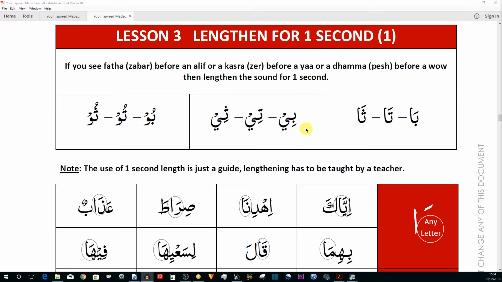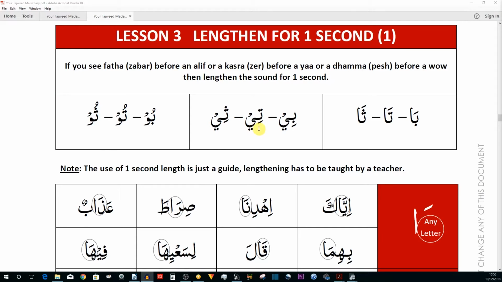Next set of examples, we have a kasra and a ya with a sukoon. Now, ba kasra ya sukoon is bee. The difference: ba kasra is bi, and ba kasra ya sukoon is bee. Again, here often I ask my students to be very clear. Did you say bi or did you say bee? And you have to make this distinction. If I hear even a little bit of stretching, I tell them they made a mistake. It has to be clear. Bi or bee. Okay? Ta kasra ya sukoon, tee. And tha kasra ya sukoon, thee.